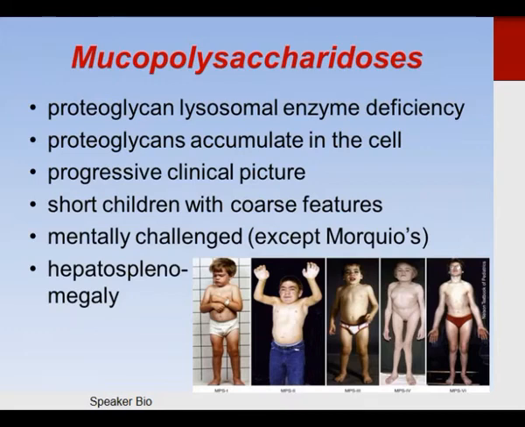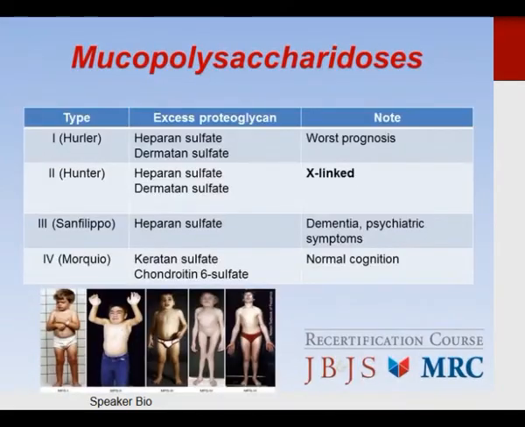These patients will become more mentally challenged as they get older, except for Morquio syndrome, also associated with hepatosplenomegaly. The four types commonly tested are types 1 through 4. Type 2 or Hunter is commonly tested because it's different. It's X-linked as far as its inheritance pattern. Type 4 or Morquio syndrome is by far the most common. These are abnormal cognition. Again, these are the excess proteoglycans in the middle column here.